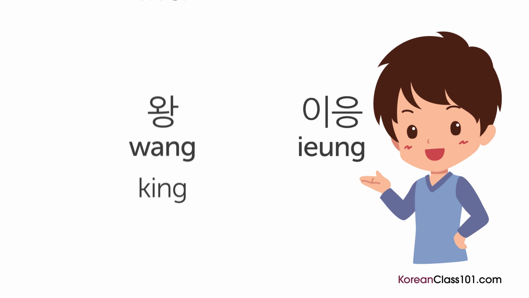The last example has 이응 in two places, one at the beginning and the other at the end. That word is 왕, which means king. In this case, you don't pronounce the 이응 at the beginning of the word. Only say the 와 and pronounce the 이응 at the end of the word as ng. So all you need to remember is that if the 이응 is at the beginning of the word, it has no sound. And if it is at the end of the word, it has an ng sound.